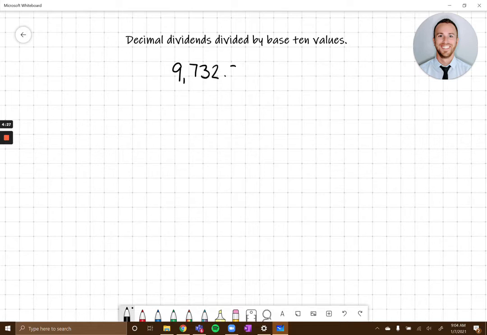9,732 and 8/10 divided by 20. So to start off, when I look at this problem, I'm not going to do 9,732 and 8/10 divided by 20. Because when I see this divided by 20 here, I know right away that if I factor this, this is a 10 times 2. So if I think about this problem, instead of doing 9,732 and 8/10 divided by 20, what I could do is 9,732 and 8/10 divided by 10 divided by 2.